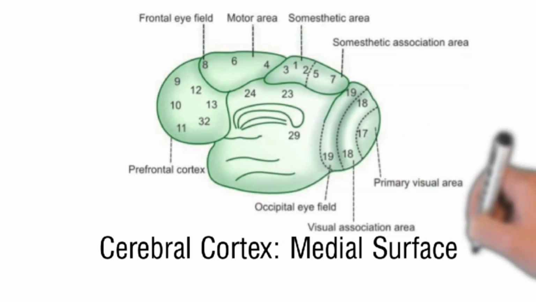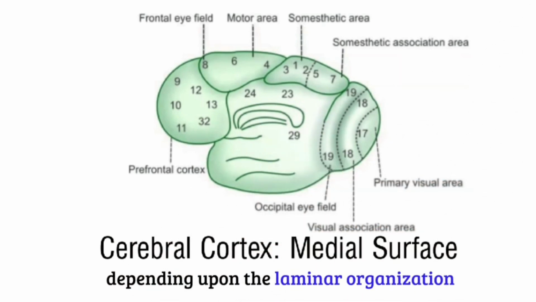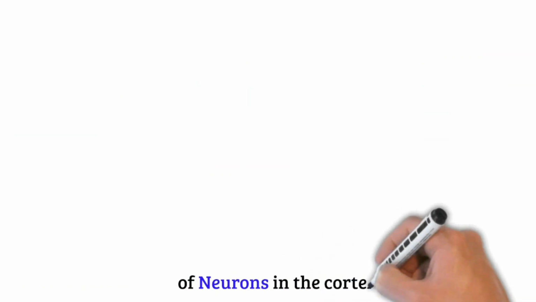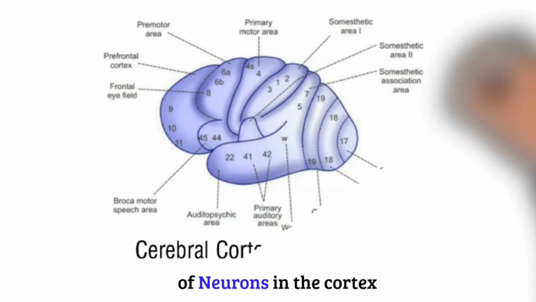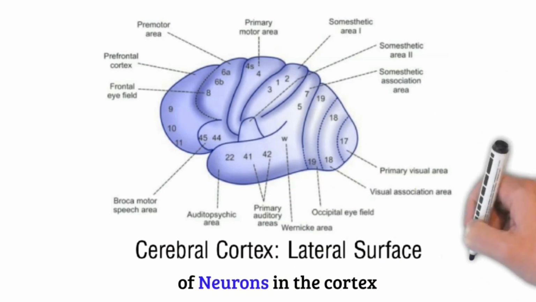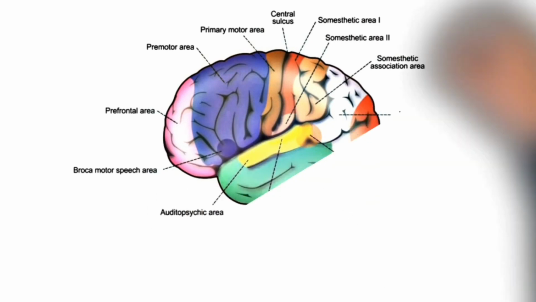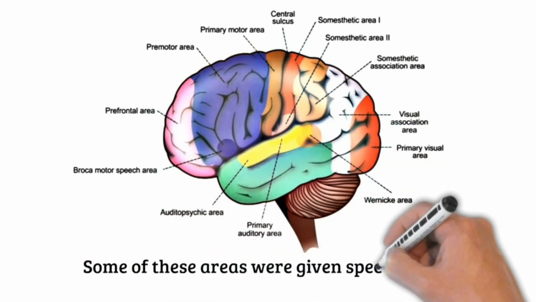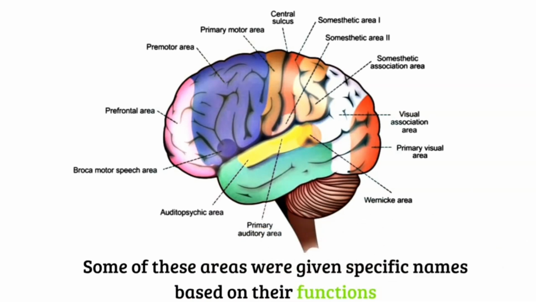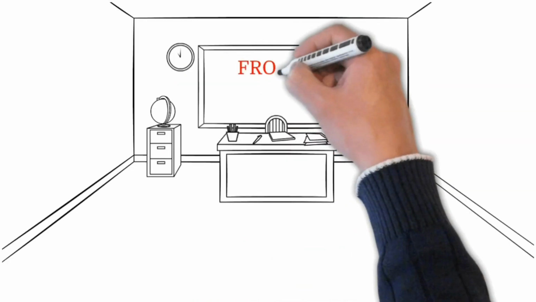So this is the medial surface of cerebral cortex. Depending upon the laminar organization of neurons in the cortex, these areas were defined. This is the lateral surface of cerebral cortex. Some of these areas were given specific names based on their functions.